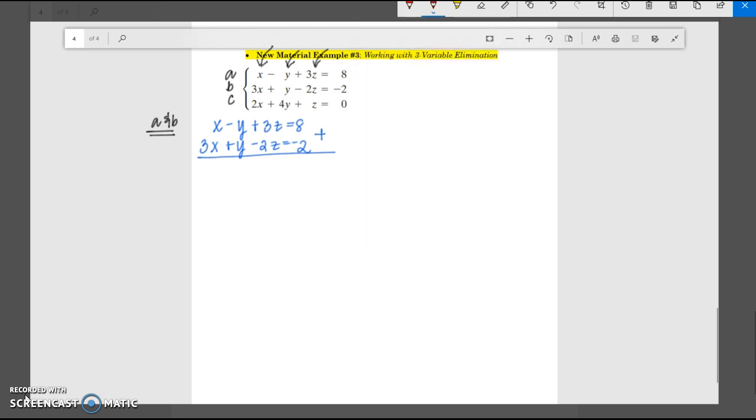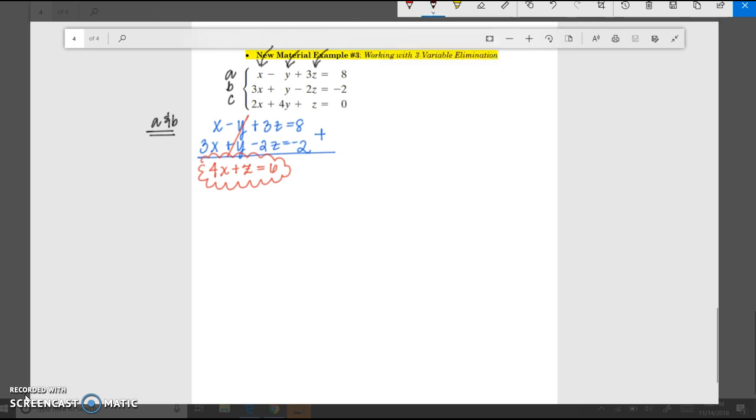So when I do that, I'll end up with x plus 3x giving me 4x, -y plus y, those will cancel out, and then 3z plus -2z, that's going to give me just 1z, and 8 plus -2, that's going to give me +6. So then I've got an equation that just has x and z all by themselves.